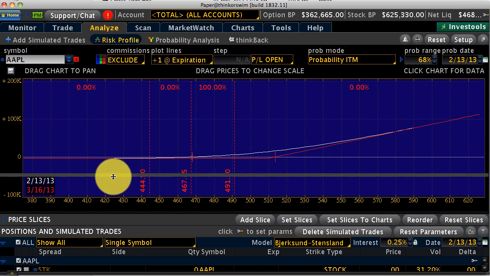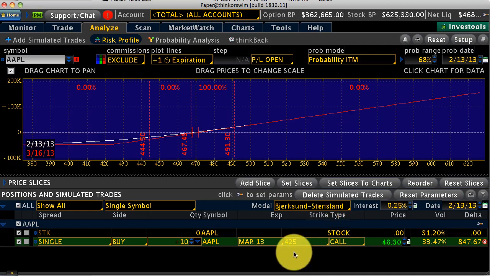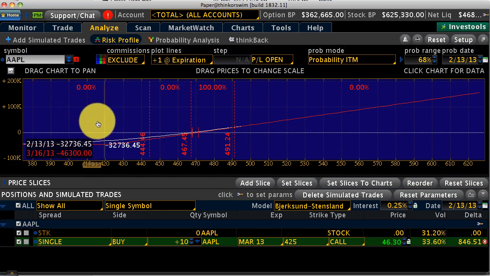Now, the last example we're going to take is the in the money option. And if you recall, our in the money option was at 425. So I'm going to select the 425 call. We are going to pay a whole lot more for this option. We're going to pay $46.30 per share. So for 1,000 shares, it would be 46,000. And that's going to be your maximum loss for this option.